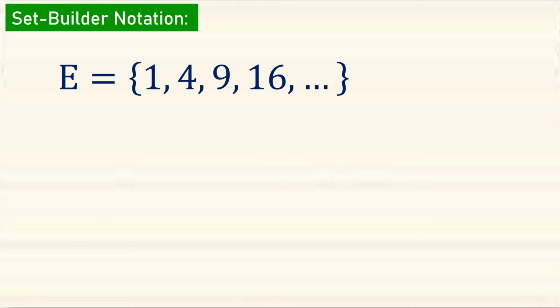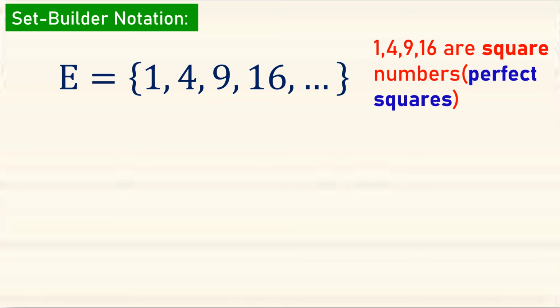Now let us have another one. So E is equal to 1, 4, 9, 16. In here, before we convert it into a set builder notation, let's take a look at the pattern. So 1, 4, 9, 16. What do you observe with this one? 1, 4, 9, 16 are square numbers. They are perfect squares. So if we have 1 squared, it is equal to 1. 2 squared is equal to 4. 3 squared is equal to 9. 4 squared is equal to 16. So we are going to base our answer on that.